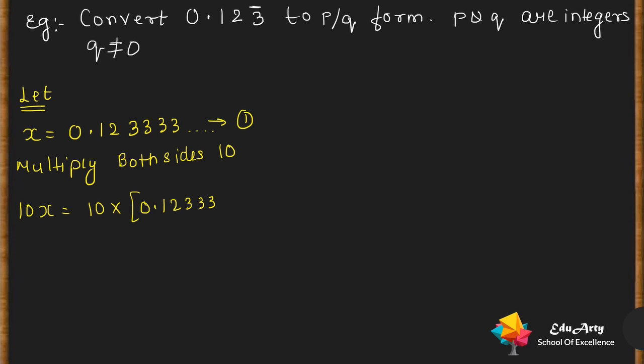So can we say 10x is equal to 10 into 0.1233, correct? If you do that, this point will shift, so this will become 1.2333. Now if you see, this is of no use to us. Is it of any use? 1.2333. Can we subtract 2333? I don't think we can subtract, correct? Yeah, we can subtract, right? So we can say subtract 2 minus 3. We can subtract.